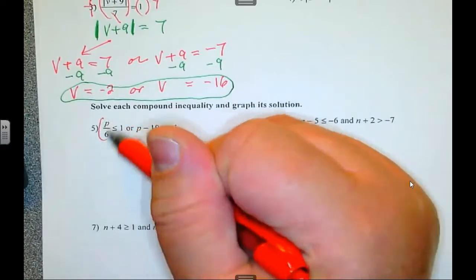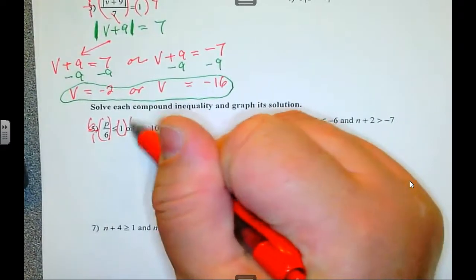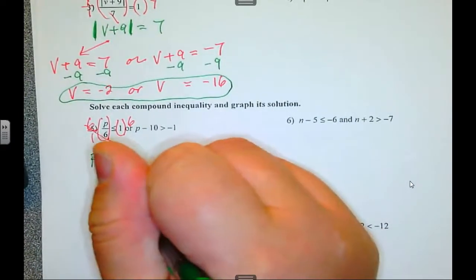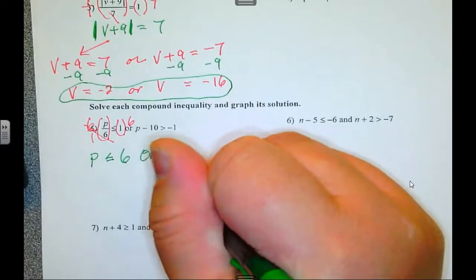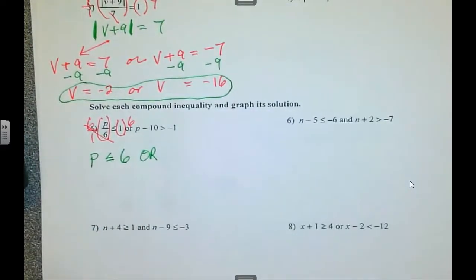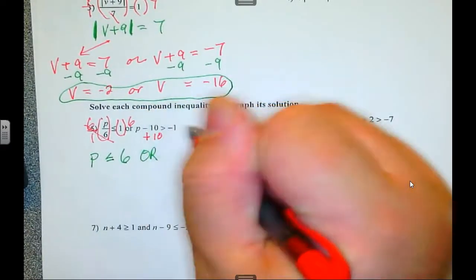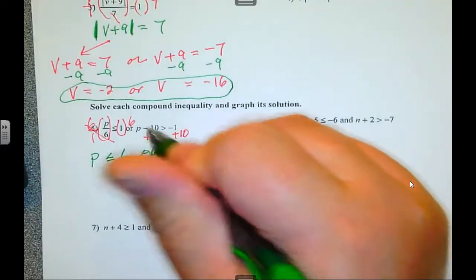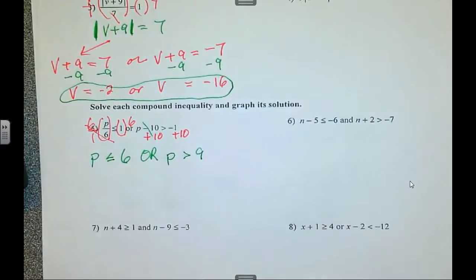All right, multiply both sides by the denominator 6. So I get P less than or equal to 1 times 6, which is 6. Or add 10 to both sides, and I get P is greater than 9.